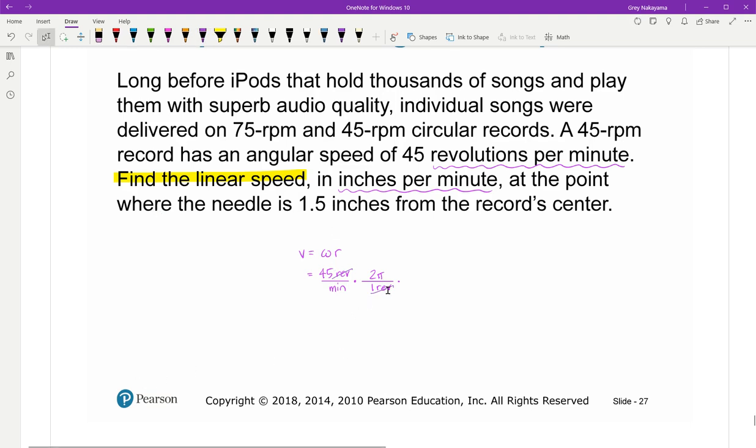All right, so I got rid of my revolutions. I have minutes on the bottom. I need inches on top, which is my radius. And my radius is right here, 1.5 inches from the record center. So that's where I'm going to get my inches. And so when you multiply that out, you get 424.12 inches per minute. Notice we did our conversions until I had inches on top and minutes on the bottom. And that is all. Quick review.